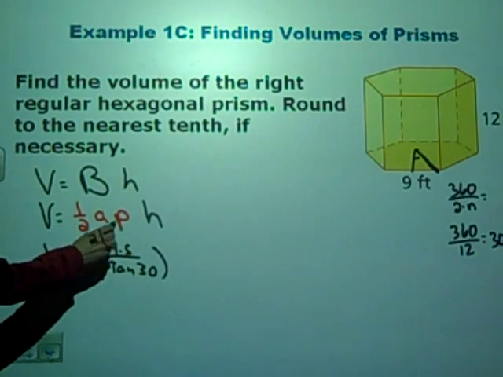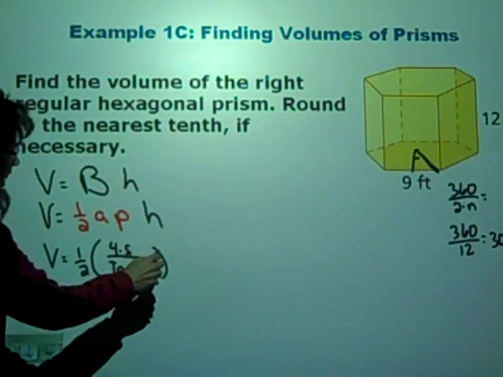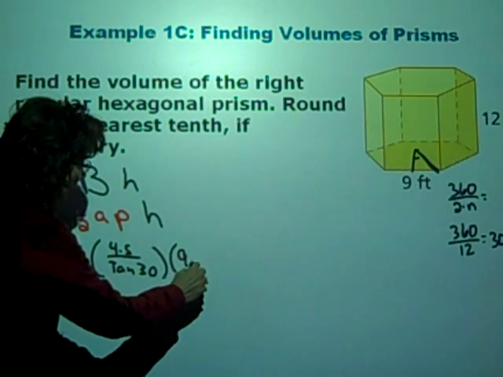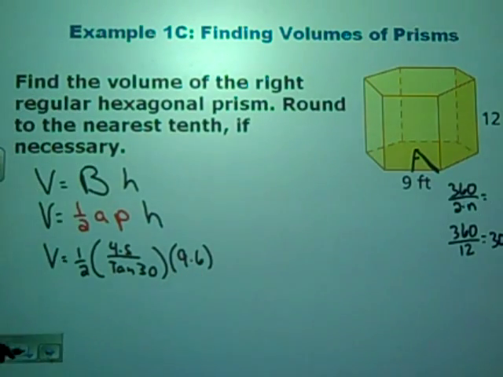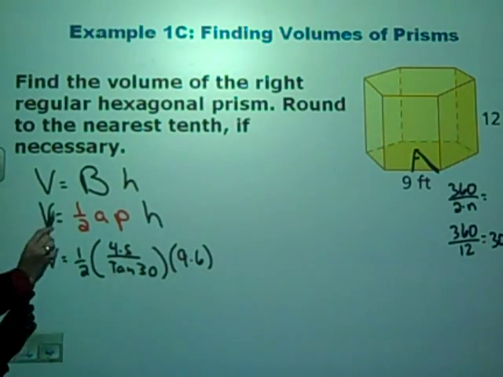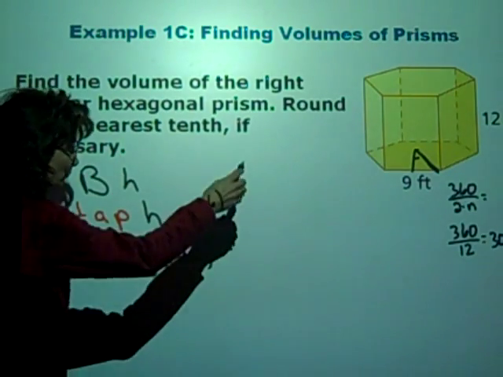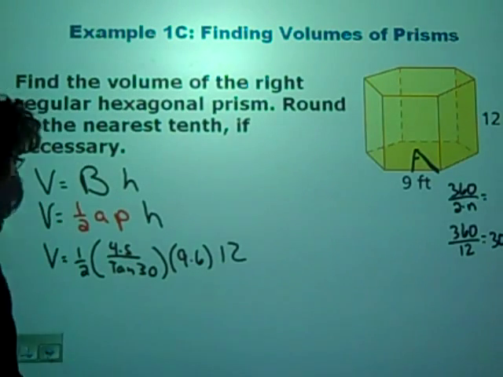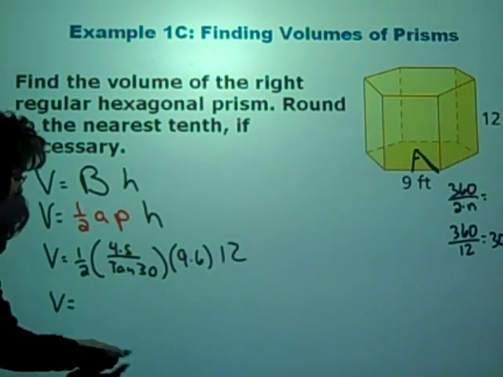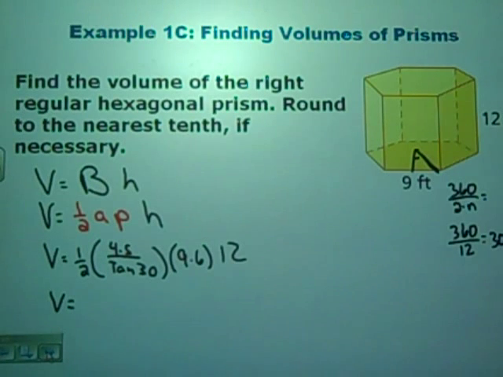That's the apothem. My perimeter, well, the side length is 9 and there's 6 sides. So that's the area of my base. Height of the prism is 12, so I'll add that on too. Now it's a simple matter of calculating that out.